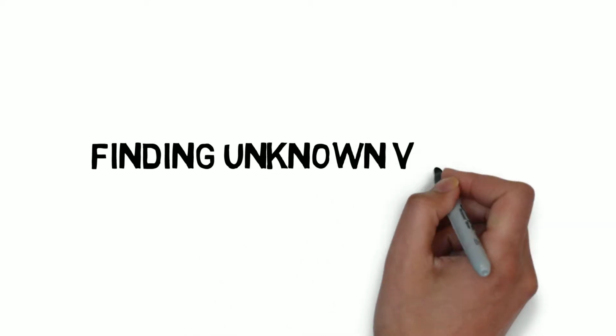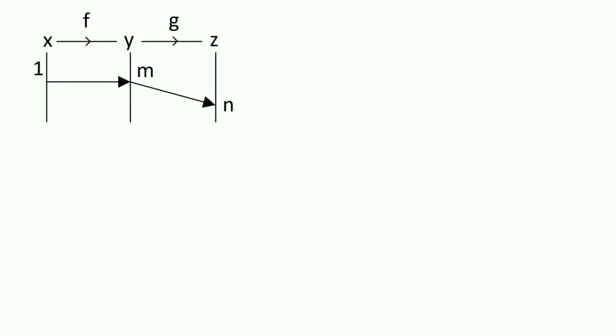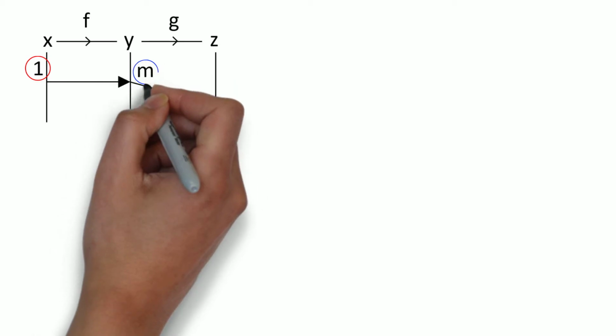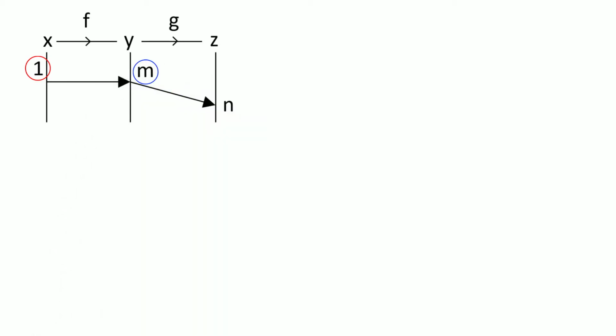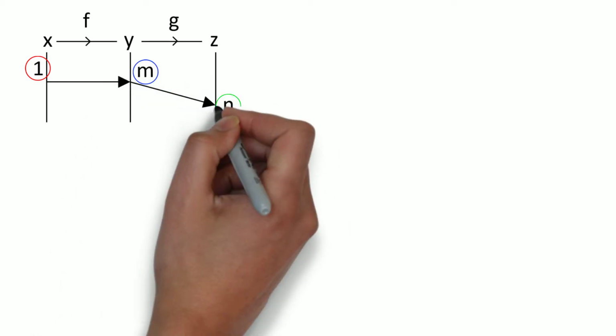Welcome to part 2 of the video on composite functions. Let's take a look at an example of how to find unknown values. From the diagram, we can observe that when function f has an object of 1, the image will be m. And when function g has an object of m, the image will be n.